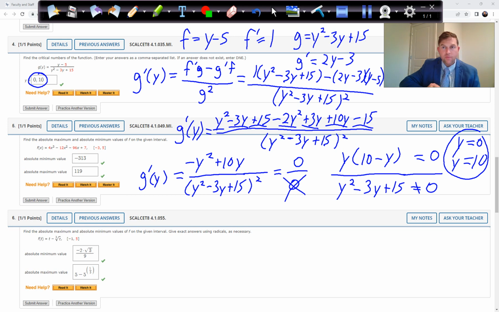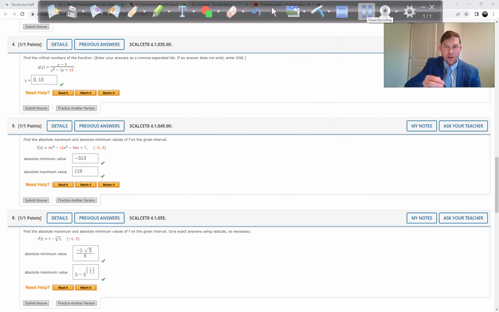Okay, so that's problem 4. Find a derivative, set it equal to 0, top and bottom. Look for those critical numbers, and we found 2 in the numerator, y equals 0, y equals 10. Okay, for problem 5, it's going to be a little different.